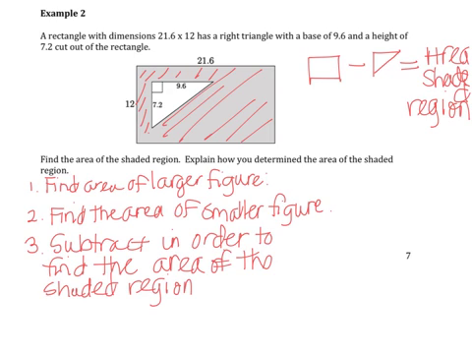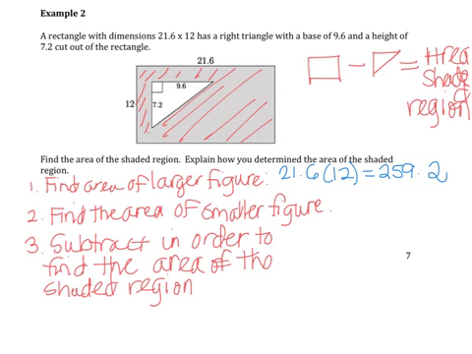So let's start with the rectangle. We know that the area formula is length times width, and that means it's 21.6 times 12, which gives us 259.2.